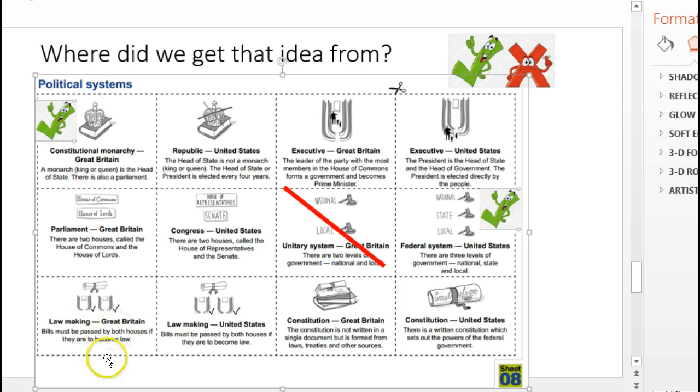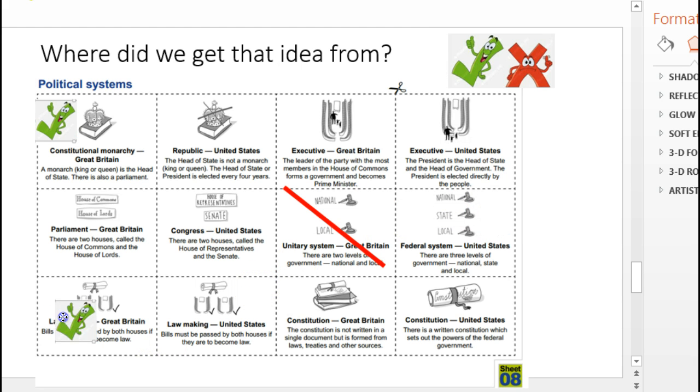Now, next one down, when it comes to laws, bills must be passed by both houses if they are to become law. True or false? Did it need to go through both the House of Representatives and the House of Senate for it to become a law? Yes. Okay, so that one we took from Great Britain.